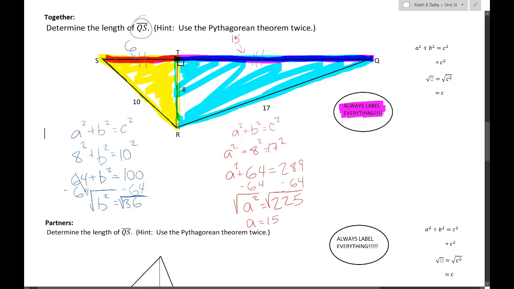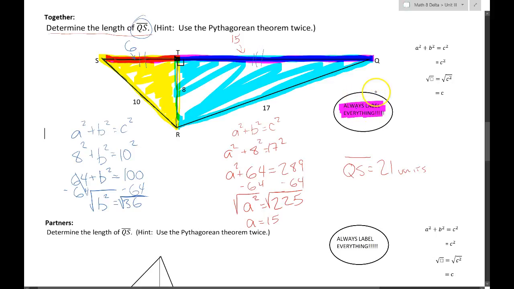And I think to myself, am I done yet? And I'm not. I need to go back and check a couple things. Again, I need to determine the length of QS, which is this whole line here. If this part's 6 and this part's 15, hopefully you see that line QS is equal to 21, which is 15 plus 6. They don't really give us units, so we can say 21, or we can say 21 units. It's not super specific here.